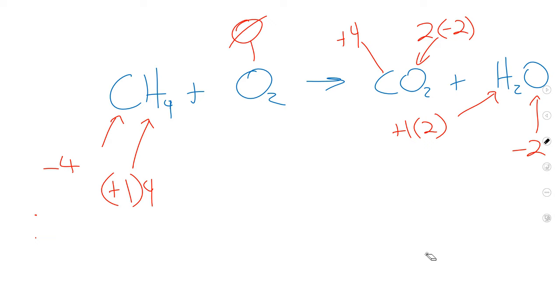And then what about the oxygen? It goes from a zero to a negative two. So it's being reduced. Its charge is dropping. It gained electrons, which means it's being reduced.